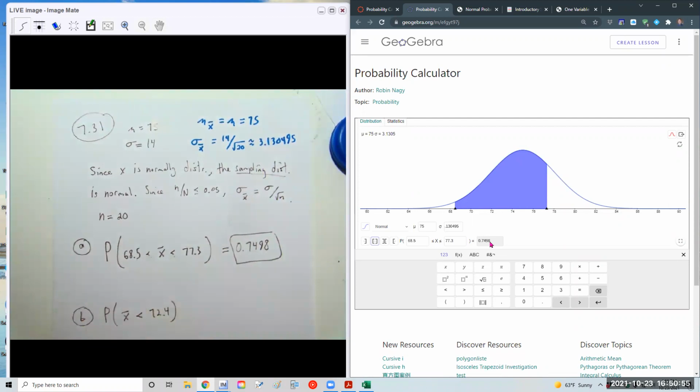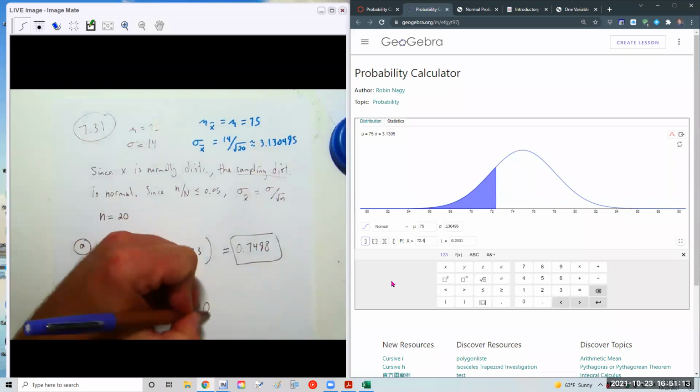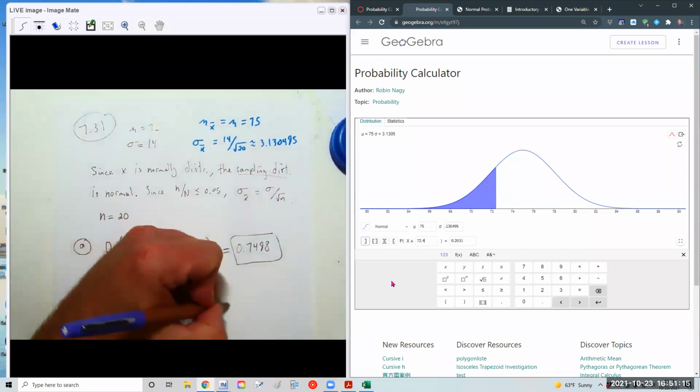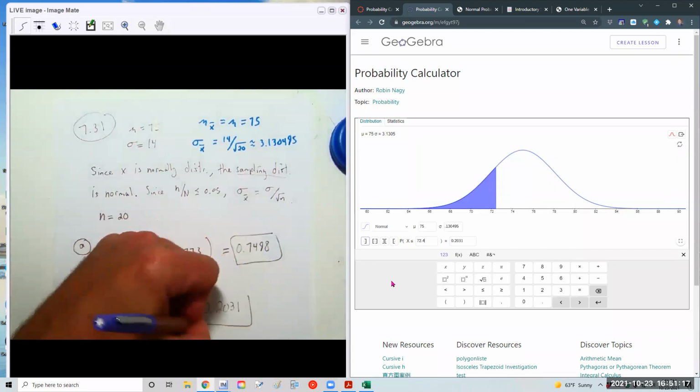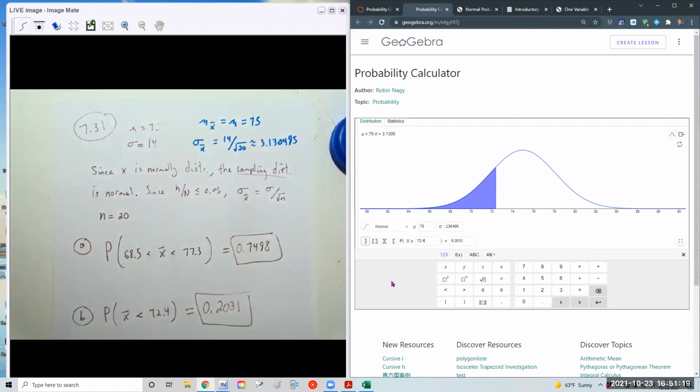And if we want the probability that x bar is less than 72.4, then we want the left-sided option here. I'll change this number to 72.4, and I'm getting that this is about 20%, 0.2031. And that's that.